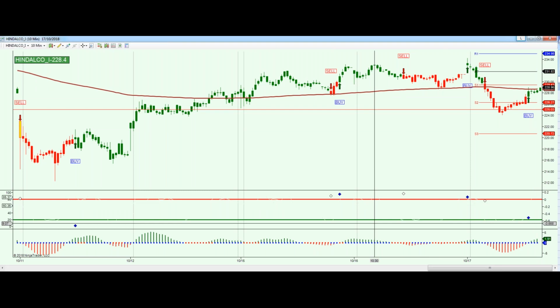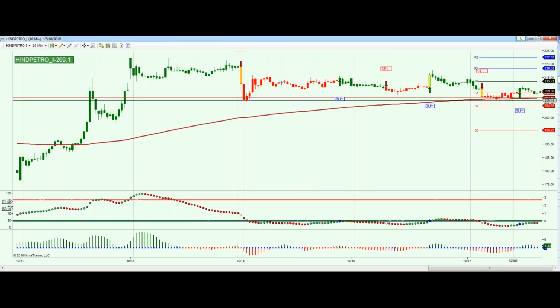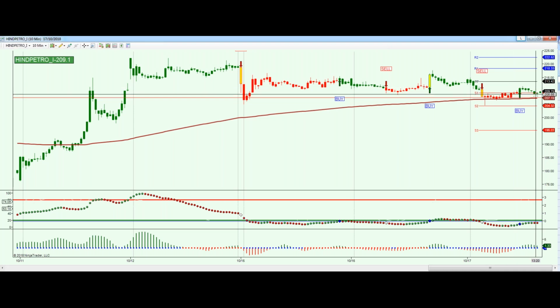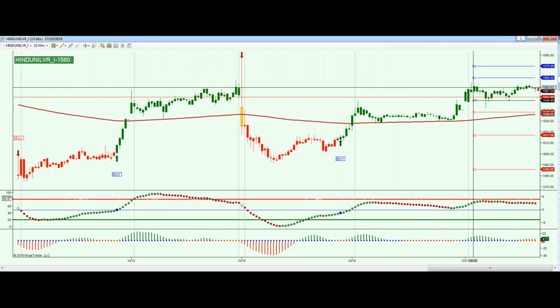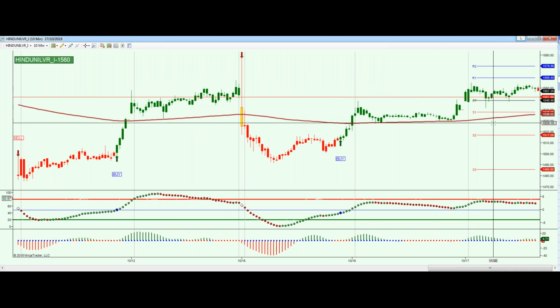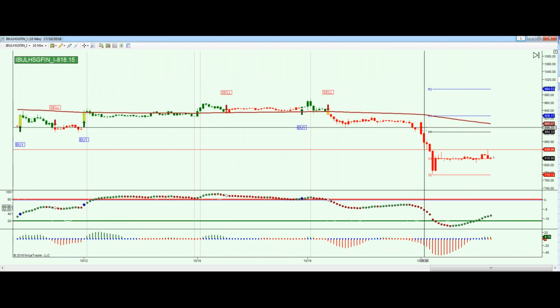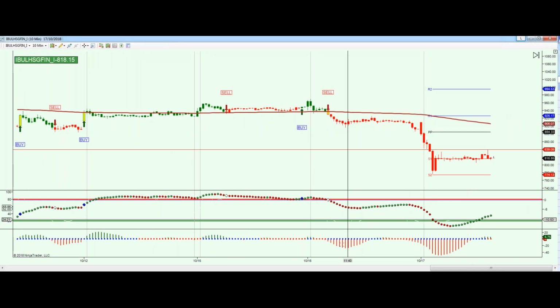Other than that, we have Hind Petro, 211.60 was our entry, but it's come down. But we'll wait on that because it's taking a support at 209. Hindustan Lever, our entry was a buy call at 1546. It has already given 10 rupees. And I have already showed you India Bulls Housing Finance, easily made 50,000 rupees today.